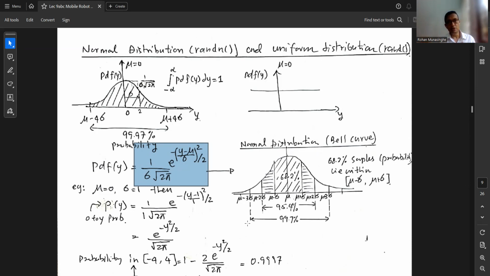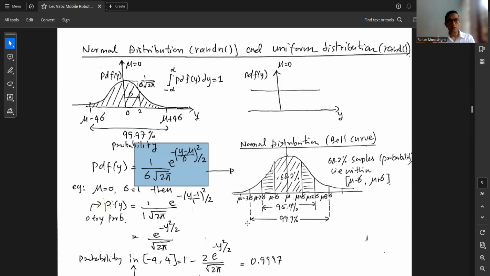Let's say your mu is 50 meters, and the standard deviation is 5 meters. What does it mean? It means the probability of the robot being at that location, 50 minus 5 to 50 plus 5, that is the 45 meters to 55 meters area in one line. The probability that the robot is located in that range, 45 meters to 55 meters, is 68.2%. So you have more than half, in fact, 68% probability that the robot is between these two areas.